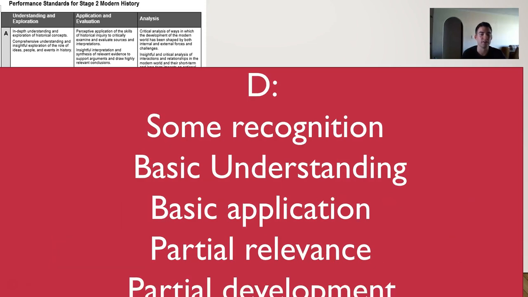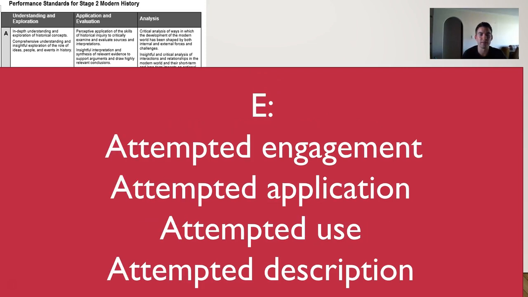At the D level, obviously none of us are going to be here, but some recognition, basic understanding, partial relevance, not always super relevant to what we're having a look at. At the E level, you've had a crack. That's essentially what the E level means. I would assume that we're not looking to achieve at that E level band.